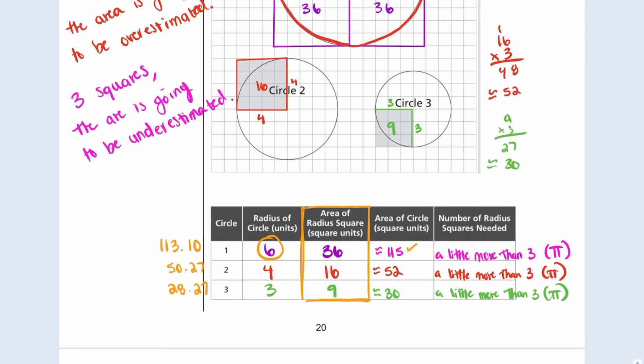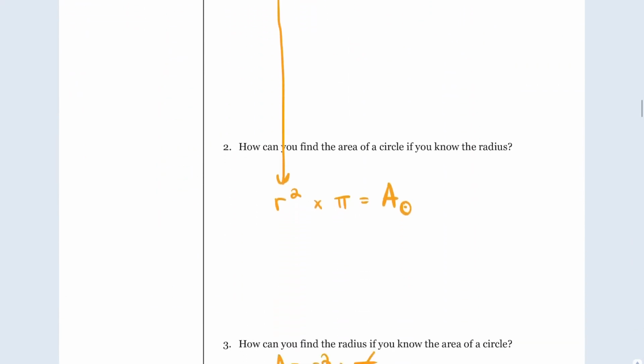So there you have it. You now know how to find the area of a circle.